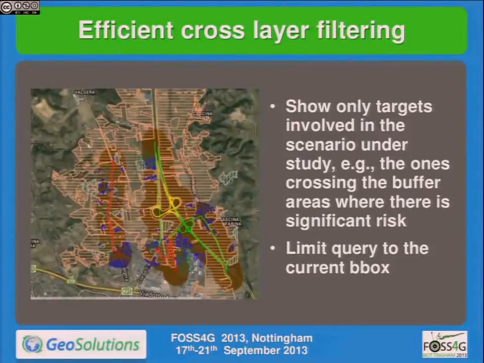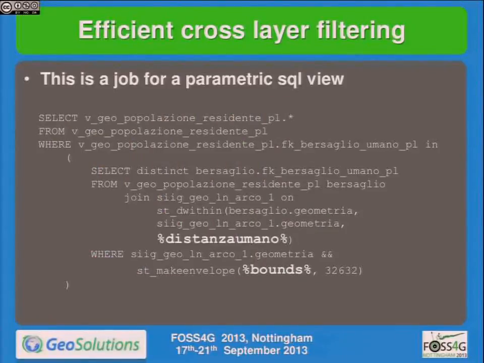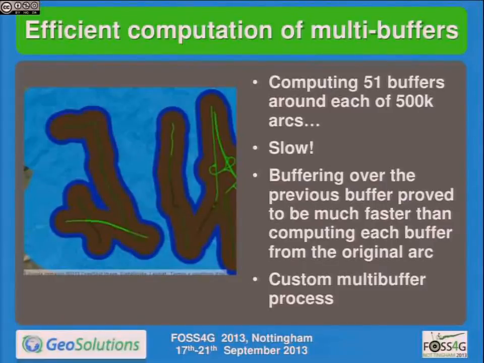We also had to do efficient cross-layer filtering: find me all the cultivated areas that fit within this buffer. And since we are comparing two layers that are in the database, guess what? We used a SQL view in this case. So we passed the SQL view the buffer area that we are taking into account and the bounds of the view that we are looking at, so that the database finds quickly the areas that are intersecting the buffer. We also had to develop a process to do these 51 buffers on top of 500,000 arcs, and we found out that we needed a customized version of the buffer.